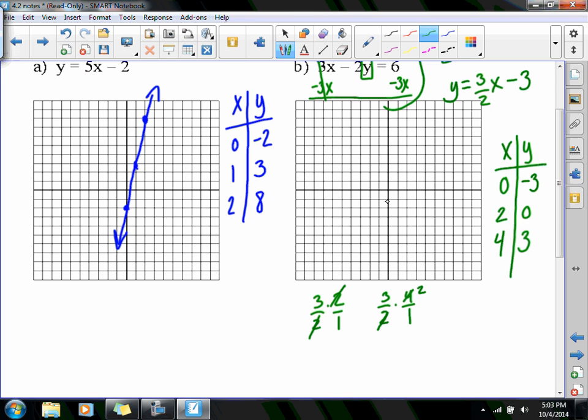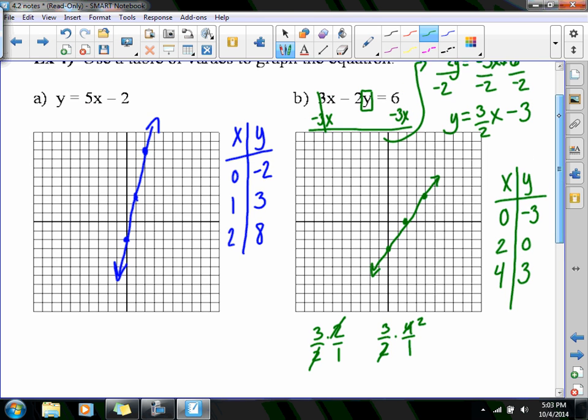So I'm going to plot 0, negative 3, and 2, 0. So that'll be on the axis. And then 4, 3. And again, I'm going to connect them with a line, make it as straight as you can, and then put arrows at the end.